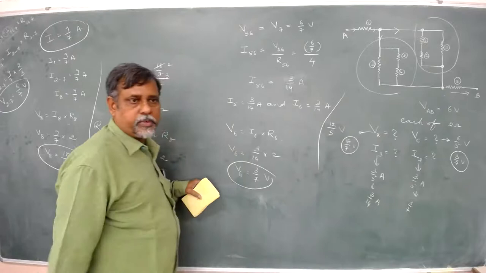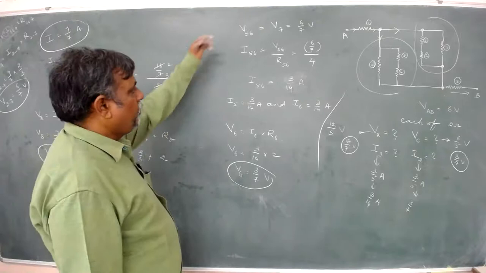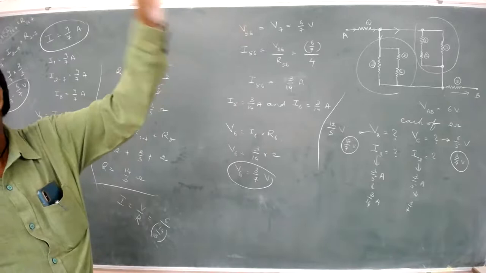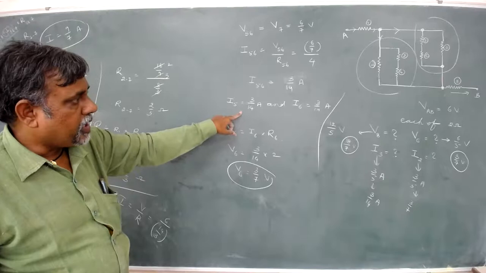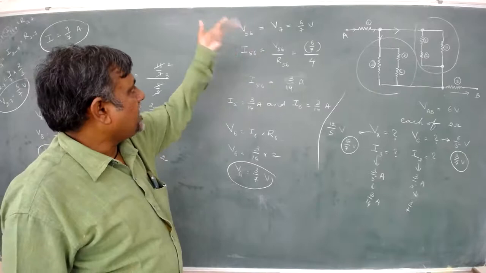Okay, what else we need to find out? I3. I3 will be nothing but I5, because the same combination, same values, 2 ohm, 2 ohm, like that. What is I5? 3 by 14. Okay. What is next? I2. Where is I2? I2 is nothing but I7. I7 we did not find out. Okay, we have to find out now.